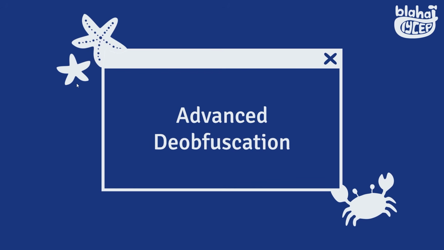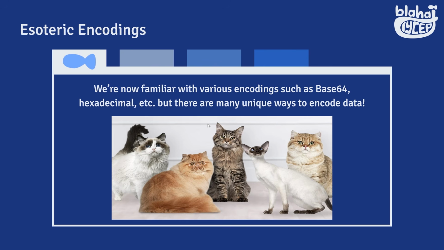So, advanced deobfuscation. One form of advanced obfuscation that I want to touch on is esoteric encodings. We have familiarized ourselves with a few encodings. What encodings have we touched on? Base64? Okay, ROT13, yeah, I guess that counts. Anything else? What's something that we keep looking at in HxD and everything? Hexadecimal.